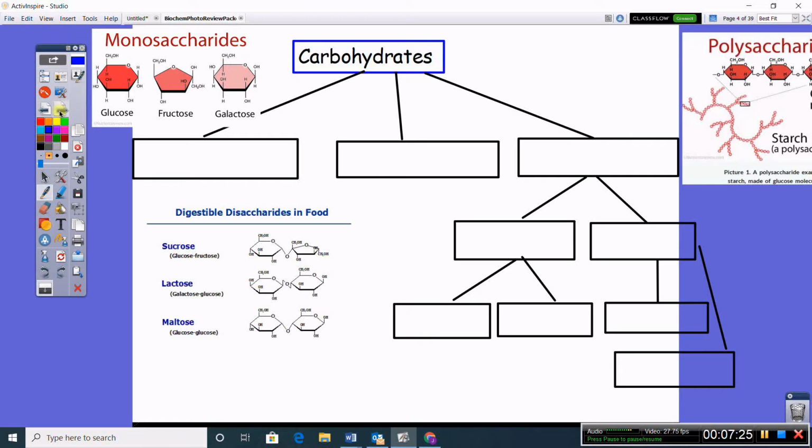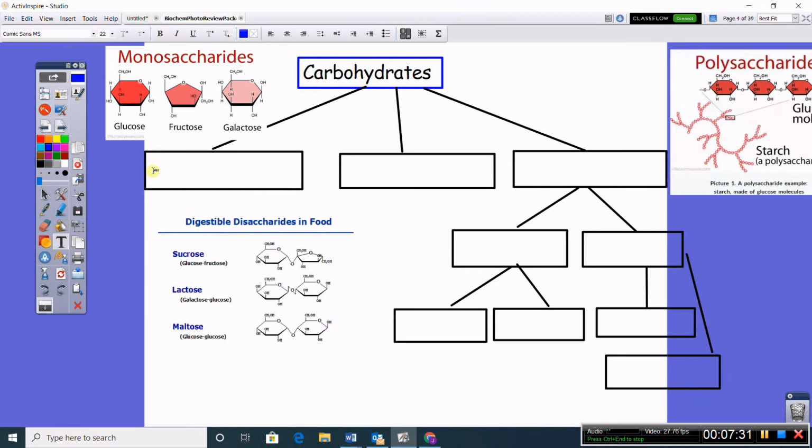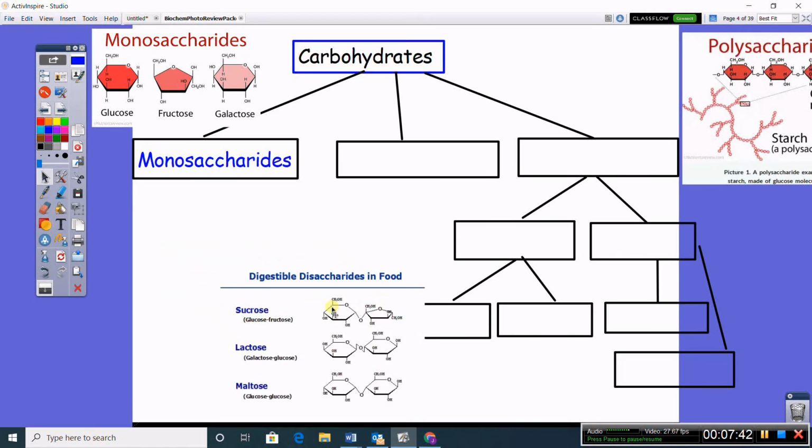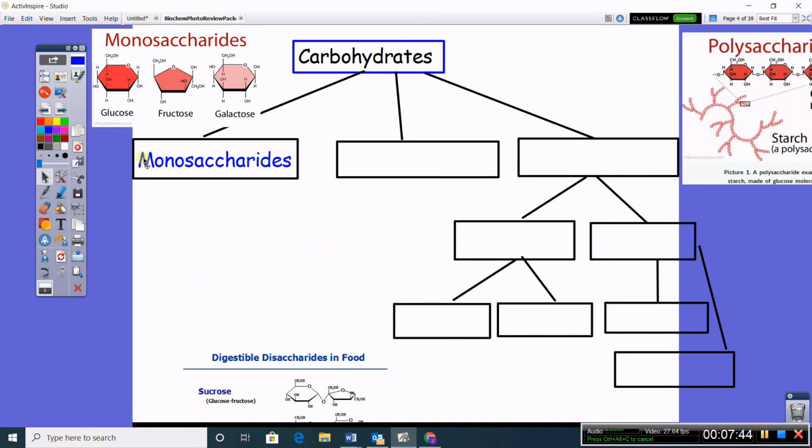Okay, so we're going to look at the three categories of carbohydrates a little bit more closely here. All right, so our smallest category of carbohydrates is going to be our monosaccharides. Okay, monosaccharides, I'm going to move this thing down there. Monosaccharides, you've got several examples here. You've got glucose, you've got fructose, and you've got galactose.